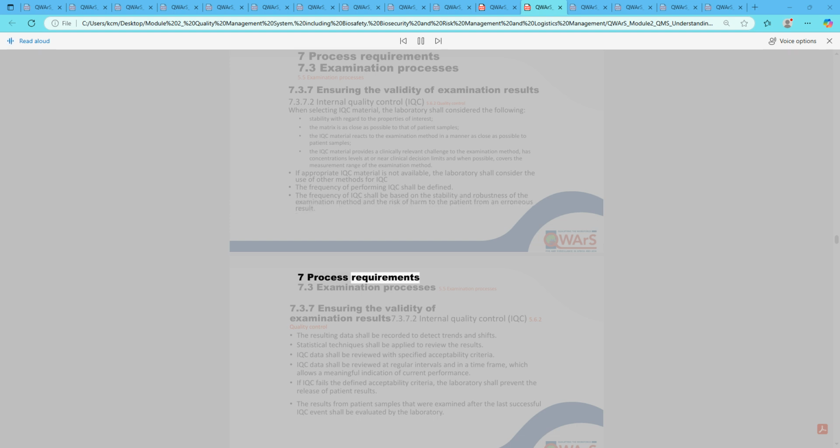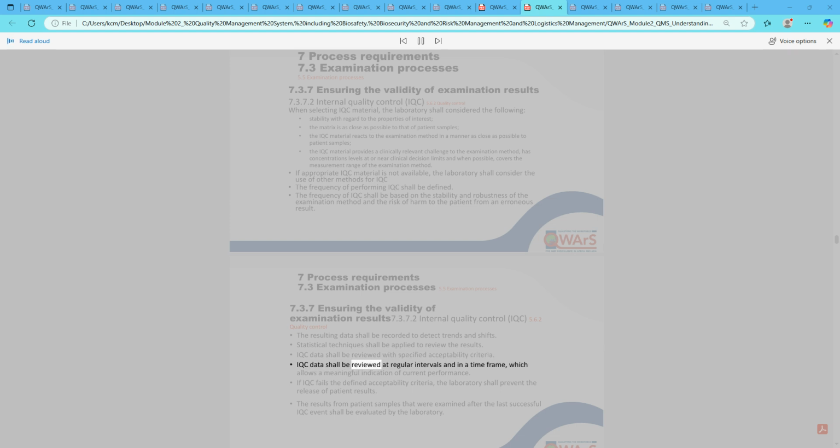7 Process requirements, 7.3 Examination processes, 5.5 Examination processes. 7.3.7 Ensuring the validity of examination results, 7.3.7.2 Internal quality control, IQC, 5.6.2 Quality control. The resulting data shall be recorded to detect trends and shifts. Statistical techniques shall be applied to review the results. IQC data shall be reviewed with specified acceptability criteria.